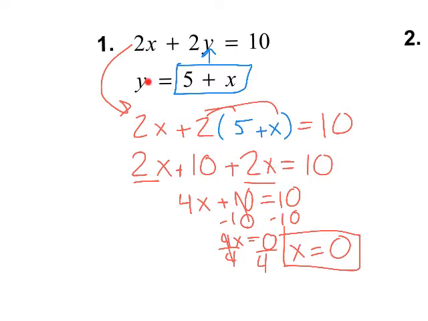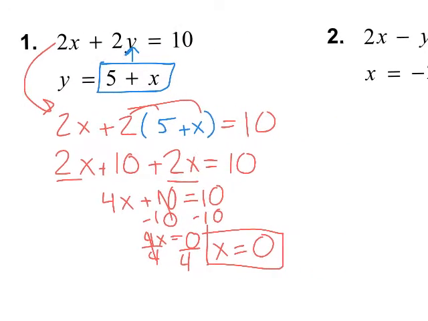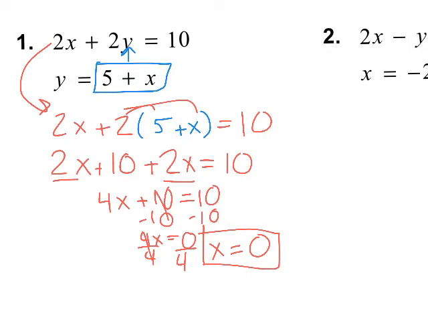So if I'm going to solve for y, I think it's going to make most sense to use this bottom equation. So let's use this bottom equation. Okay, let's use the bottom equation. And now I just have y equals 5 plus, what's x? 0. So 5 plus 0 is 5, so y equals 5.